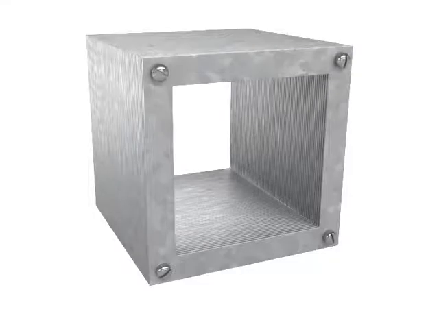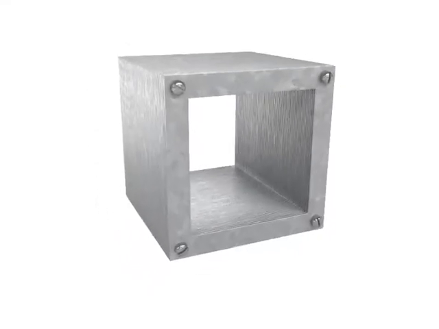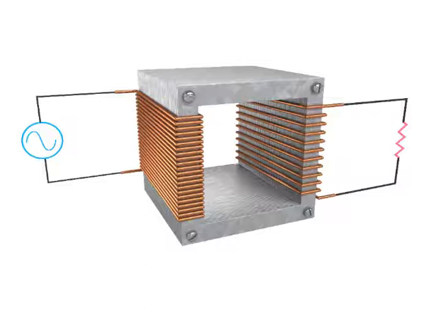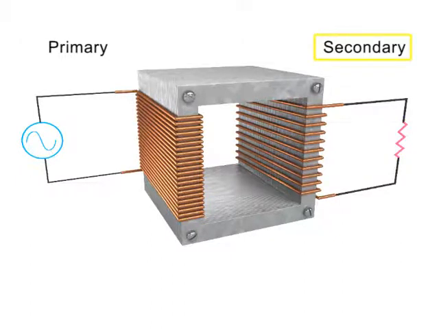Transformers are composed of an iron core ring wrapped in coils. One coil is connected to an AC input voltage and is called the primary coil. The other coil is connected to an output circuit with a load resistance and is called the secondary coil. The two coils are well insulated from each other and do not form a physical electrical connection.